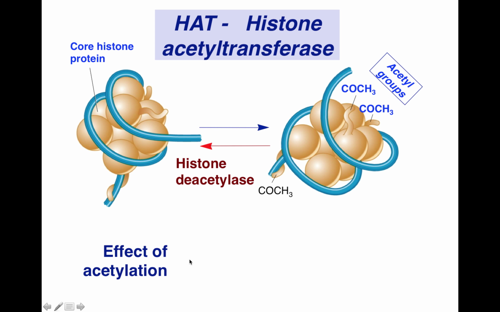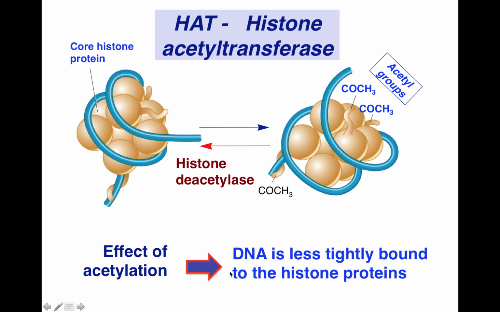What is the effect of acetylation? It is to have the DNA less tightly bound to the histone protein. So acetylation is associated with a more open conformation of chromatin. When you have a more open conformation, you usually are able to transcribe the DNA into RNA.